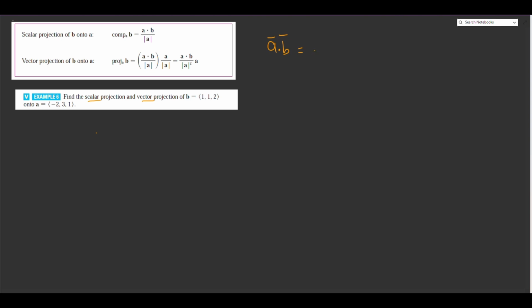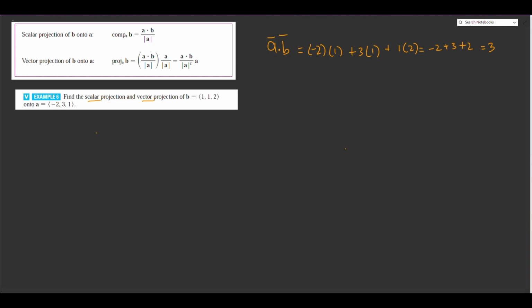So what is A dot B? You can use the above formula. It will give you -2 multiplied with 1 plus 3 multiplied with 1 plus 1 multiplied with 2. If you simplify this, you will get -2 plus 3 plus 2. The -2 cancels with this one, and the answer will be equal to 3. So A dot B is equal to 3.